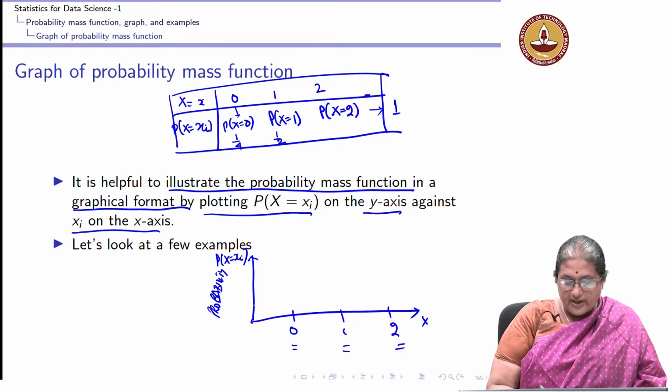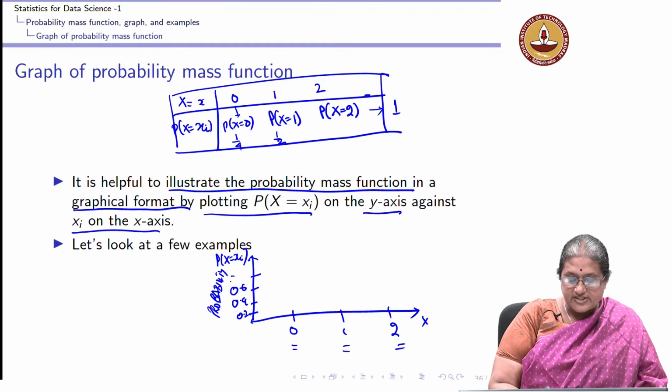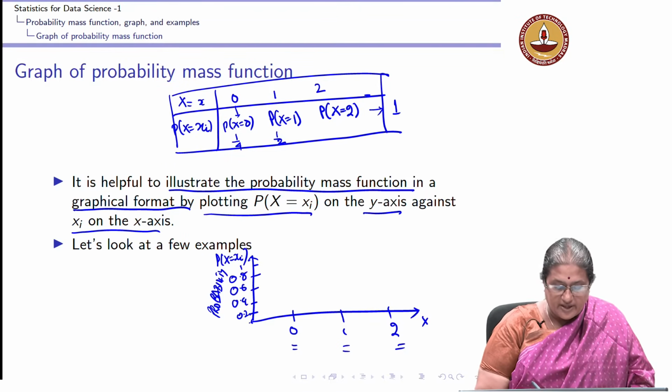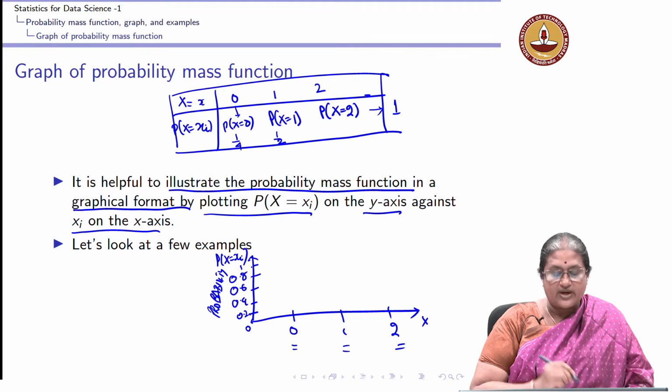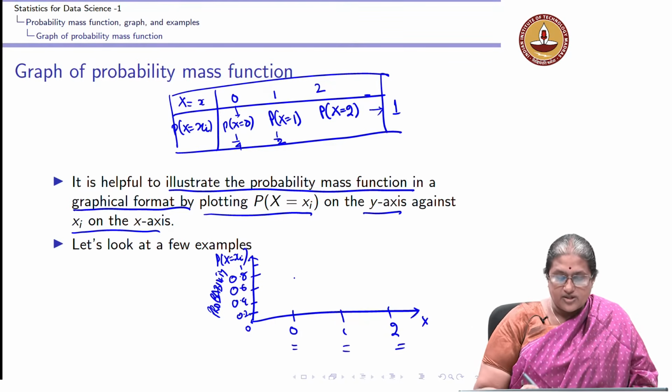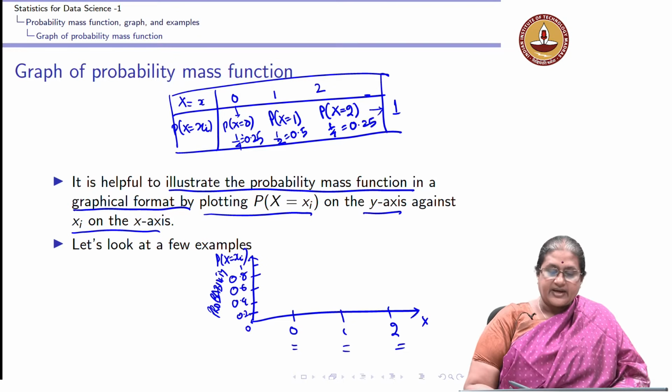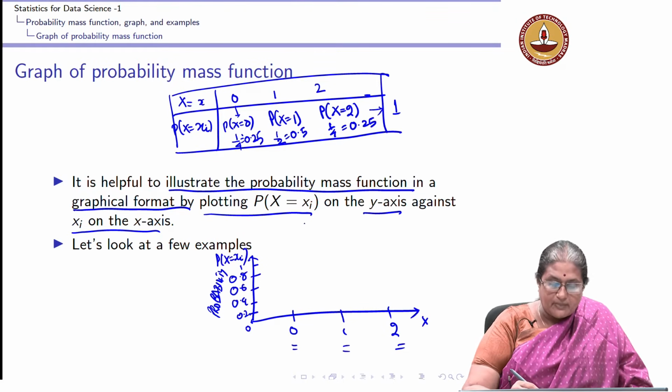I know that the y-axis takes values say 0.2, 0.4, 0.6, 0.8 and 1 because it is a probability. It would start with a 0 and end with a 1. Okay. So, probability x equal to 0 is a 0.25, which is 1 by 4. 1 by 2 is a 0.5, again 1 by 4, which is again a 0.25. I can construct the probability mass function.